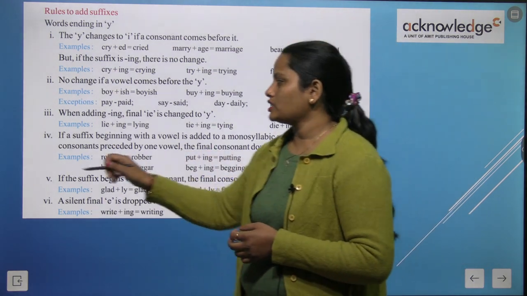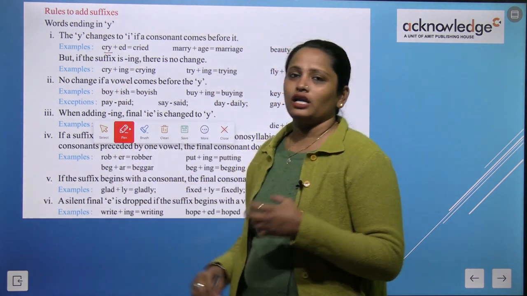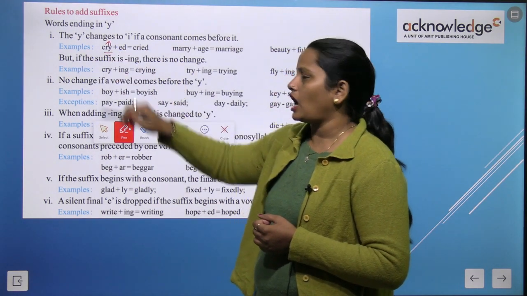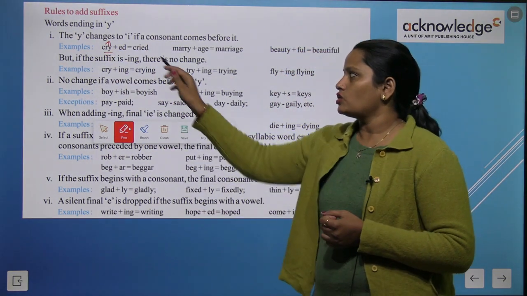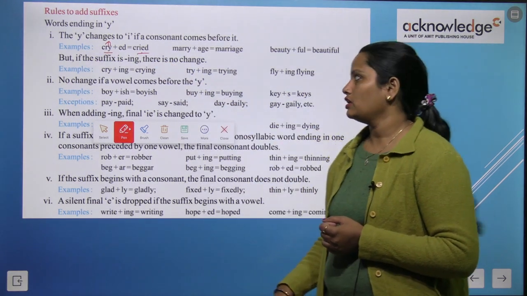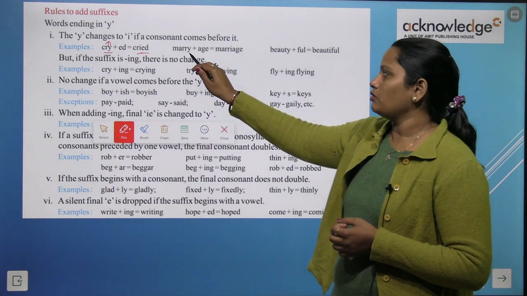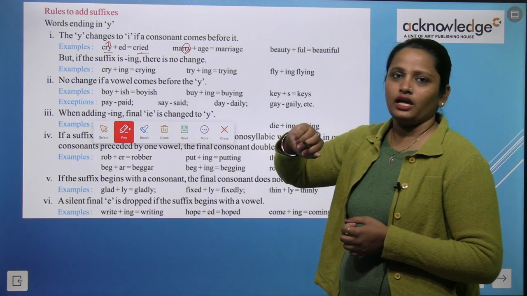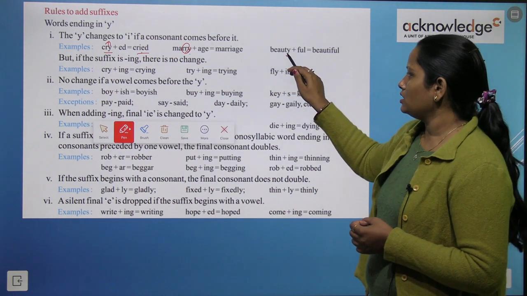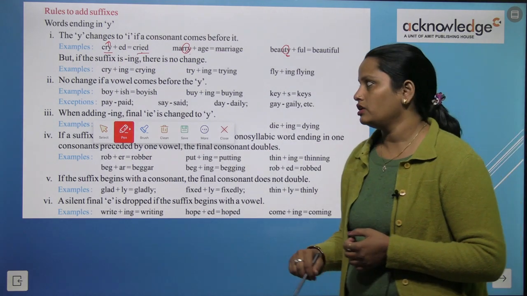For example, here children you can see try लिखा हुआ है. try का लास्ट वर्ड देखिए y है और y से पहले r is used, r is a consonant. So हमने y की जगह पे I लगा दिया है और ed लगा के tried कर दिया है. Marry becomes marriage. So marry में y से पहले एक consonant r है, so हमने marriage कर दिया है. Next beauty में t is the consonant here, so beauty becomes beautiful.